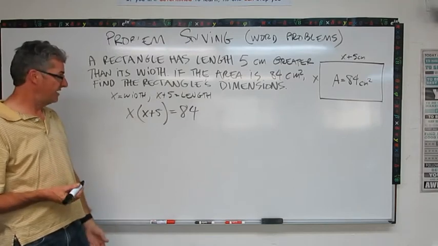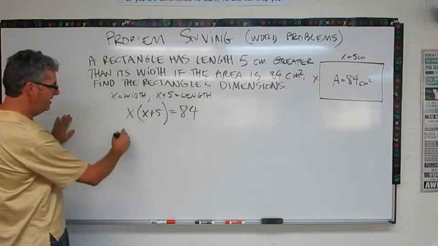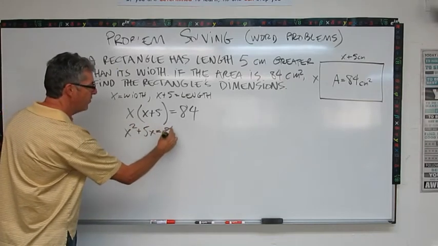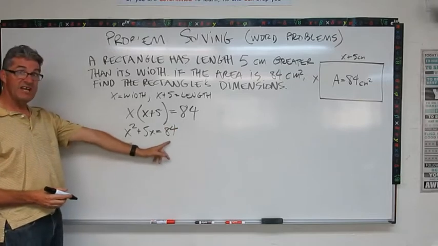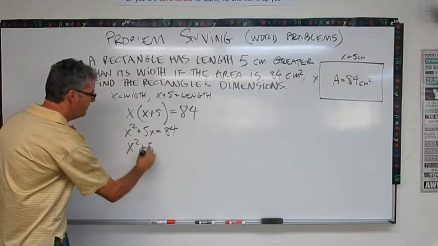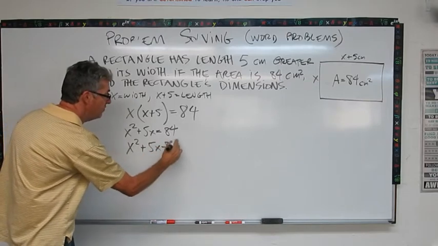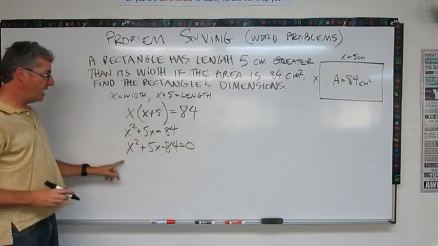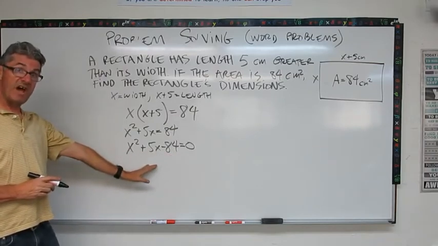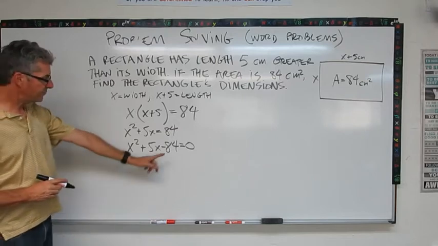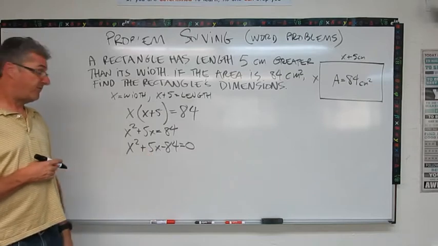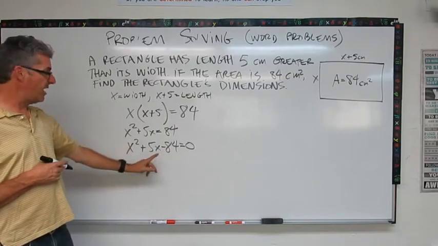Now we need to solve this. Let's do a little distributive property. x squared plus 5x equals 84. We're getting there. We need to set this side equal to 0, so we'll subtract our 84. x squared plus 5x minus 84 equals 0. Now I can solve this one by factoring. It's another product-sum type factoring, pretty straightforward. Two numbers that multiply to negative 84, add up to 5.